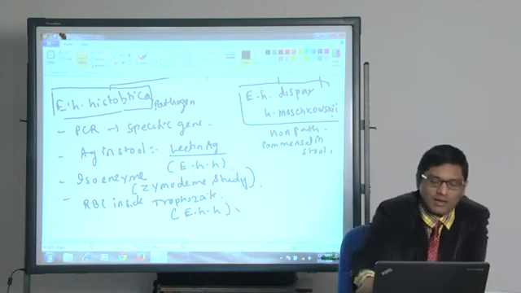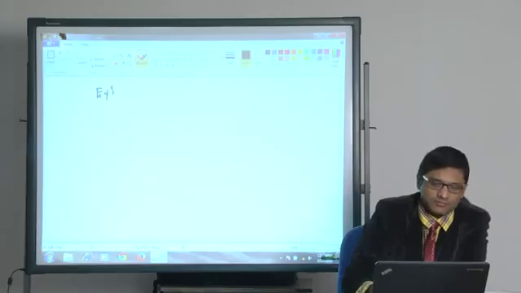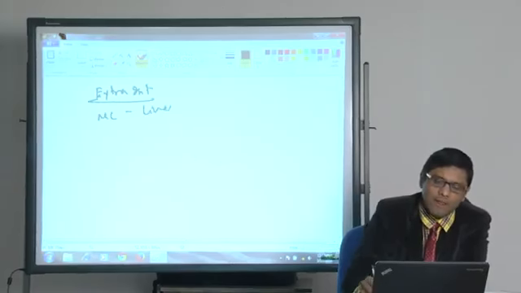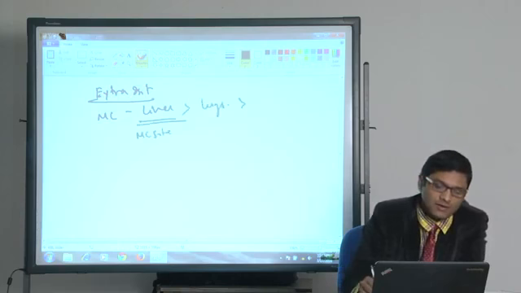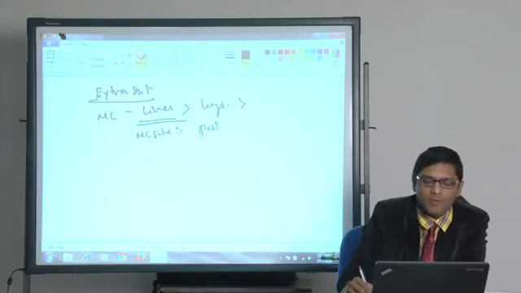And then coming to extraintestinal amoebiasis, the most common site is liver followed by lungs, okay, and in the liver the most common site is the posterior superior aspect of the right liver. This is the most common site, the posterior superior aspect of the right liver.